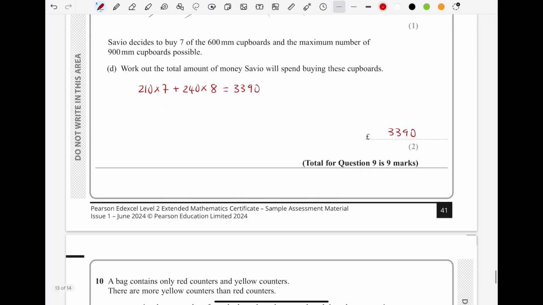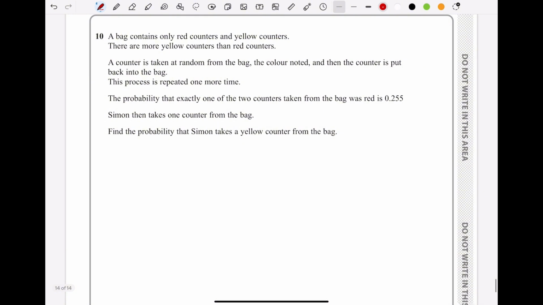Okay, so now moving on to the final question, we are told that a bag contains only red counters and yellow counters. There are more yellow counters than red counters. A counter is taken at random from the bag, the color noted, and then the counter is put back into the bag. The process is repeated one more time, and the probability that exactly one of the 2 counters taken from the bag was red is 0.255. Simon then takes 1 counter from the bag. So we want to find the probability that Simon takes a yellow counter from the bag.